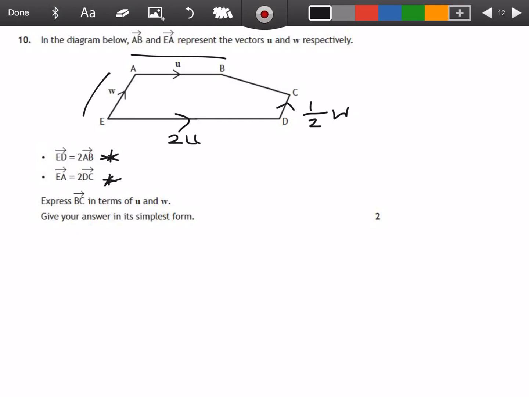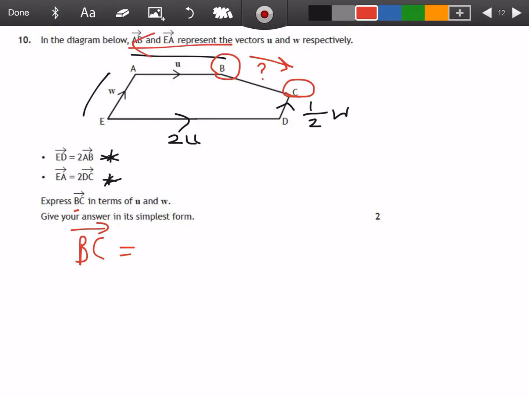Express B to C in terms of U and W. Right, so I'm going to change the colour in here. B to C. Basically what we have to do is show how to get from B all the way to C. Now we can't go directly because we don't know this, but we go along the sides that we do know. So B to C, starting at B, we're going to go this way.